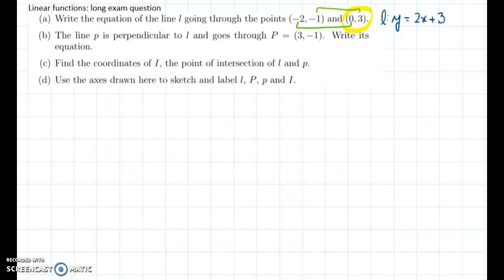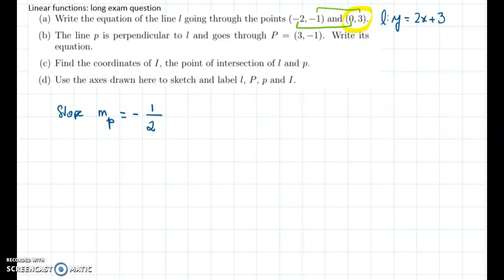This was L. Part B says that there is a new line P that is perpendicular to L and goes through the point capital P. So the first thing I'm going to write is what is the slope for the new line. So slope, I'm going to call it MP. And because it's perpendicular to our original line L, the slope is going to be the negative of the reciprocal of the slope of our line. So -1 over 2. We found the line L has a slope 2, so a line perpendicular to it has a slope -1 over 2.